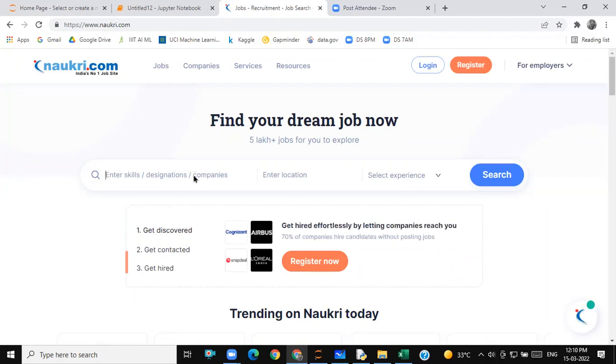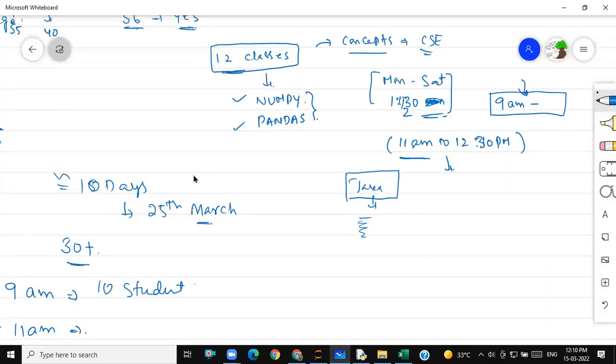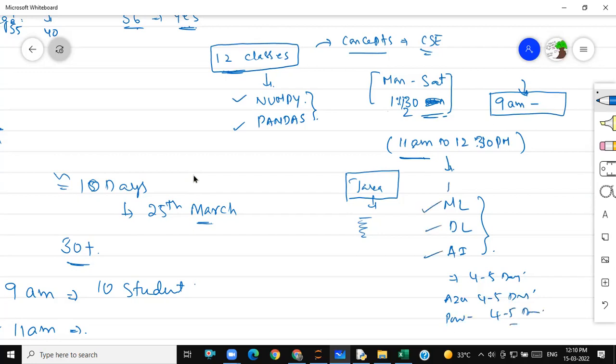But the main time-taking part is going to be ML, DL and AI. For the remaining topics, for example big data, we don't work more than 4 to 5 days. Azure also we work with for around 4 to 5 days. Power BI also, around 4 to 5 days. So the main concepts are ML, DL, AI, NLP. These are the main topics we are going to cover.